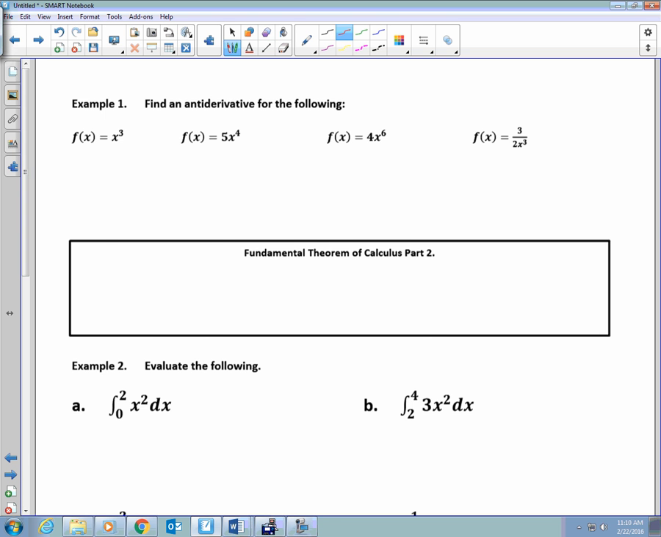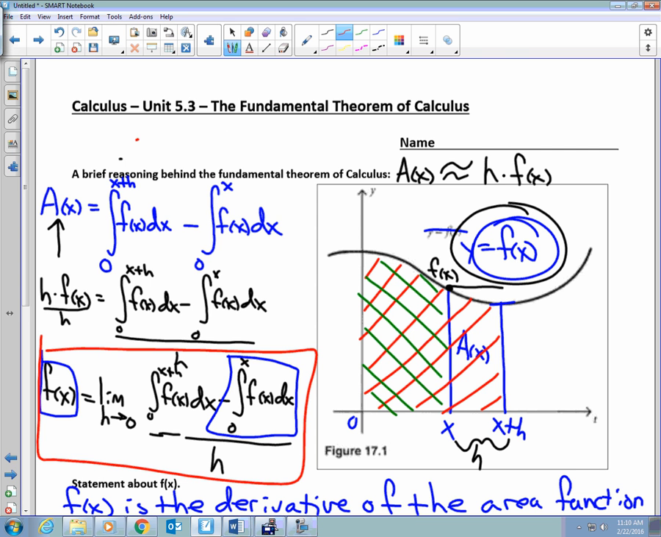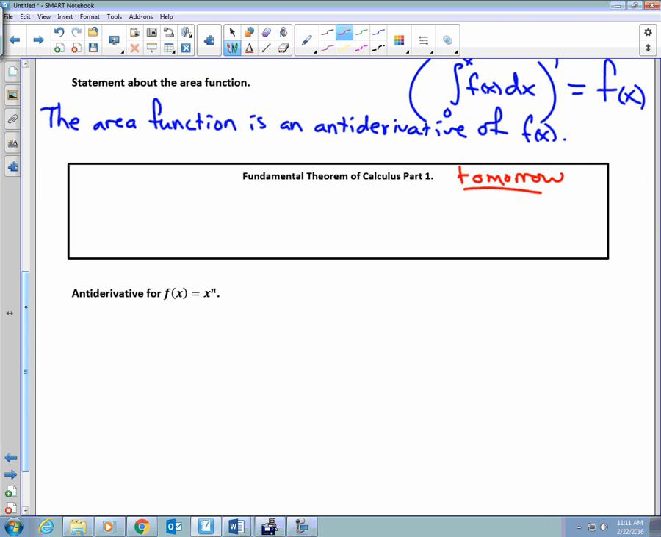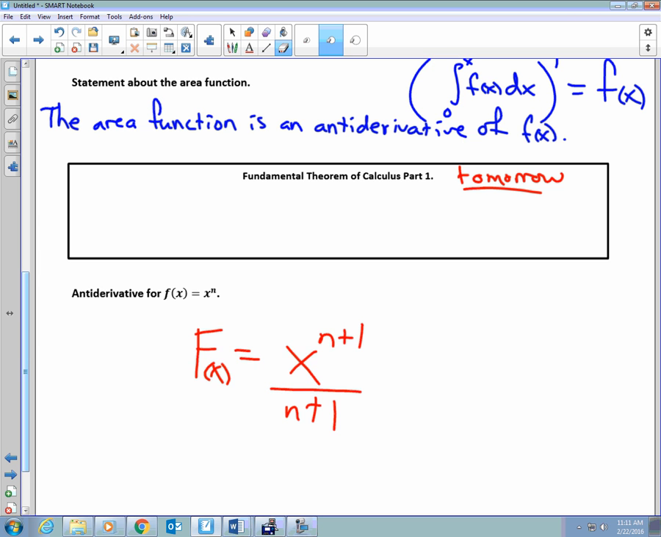Okay, I forgot to write the bottom part. All you want to write there is the fundamental theorem of calculus, this is going to be tomorrow. And part one is just a better explanation of what I wrote up there. So all you need to write down here is the antiderivative of x to the n is exactly what we said, which is big F equals x to the n plus 1 over n plus 1. That's the antiderivative formula, the general rule for a power function.